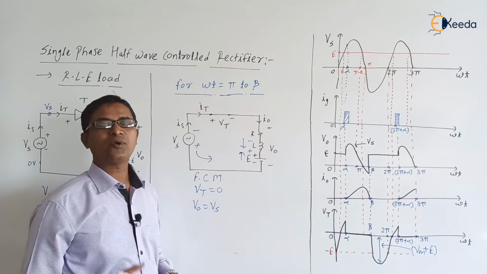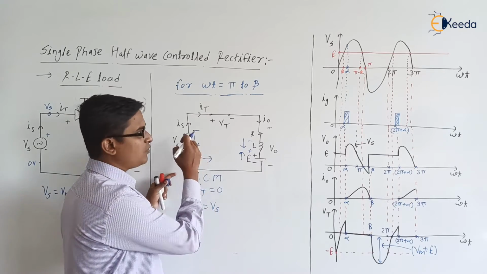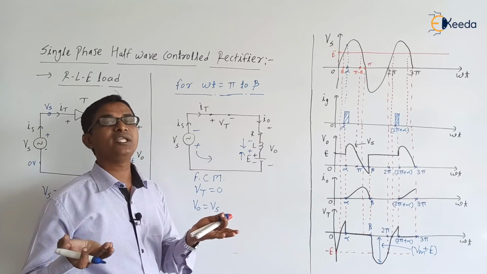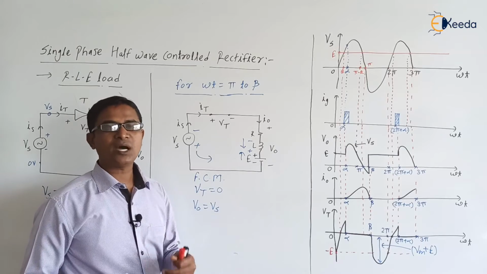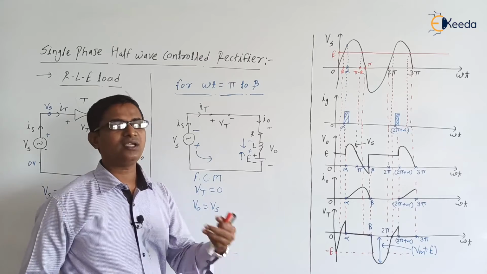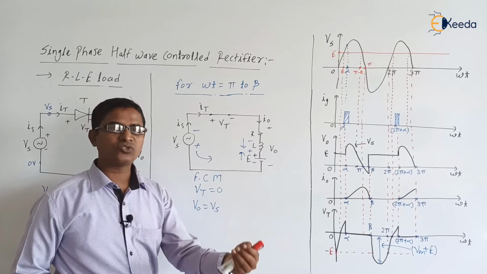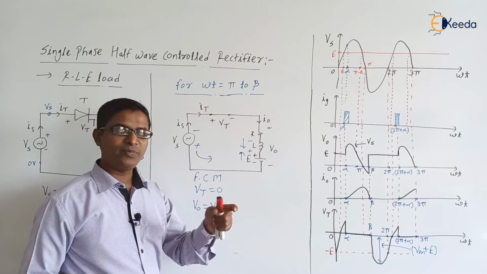Again, what is I0? The inductor is releasing the energy, and if you check, the Vs value is increasing. So the addition of E and Vs is increasing. The meaning is that the opposition to the inductor is increasing. If the opposition to the inductor is increasing, then the inductor energy goes on decreasing, and due to that the current in the circuit I0 will be decreasing.